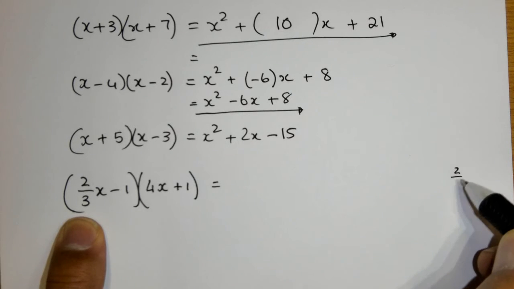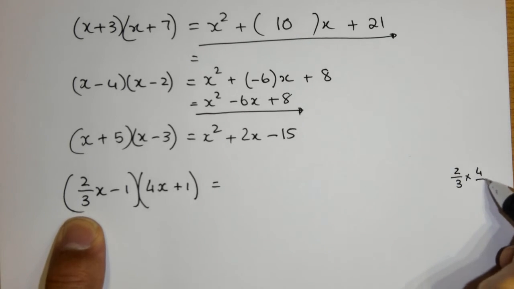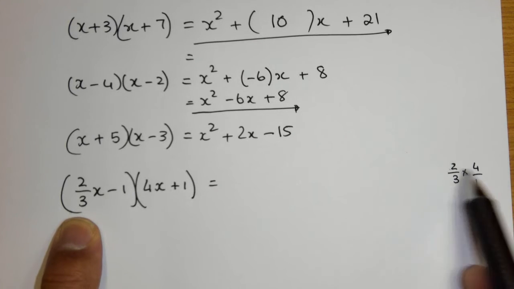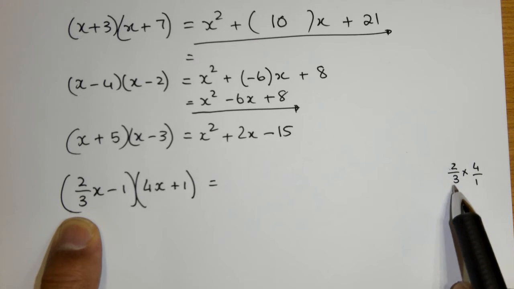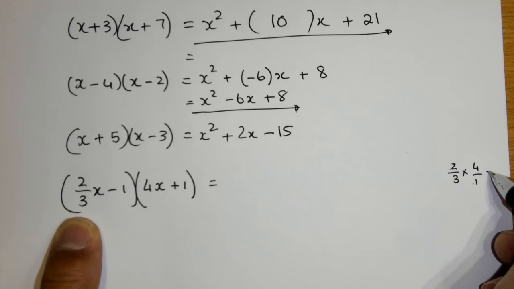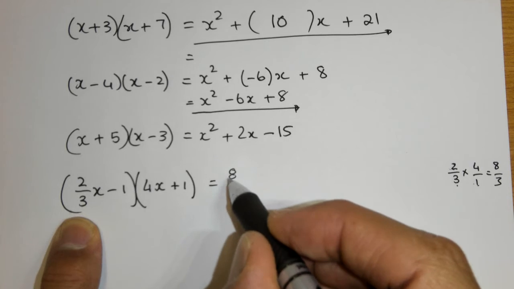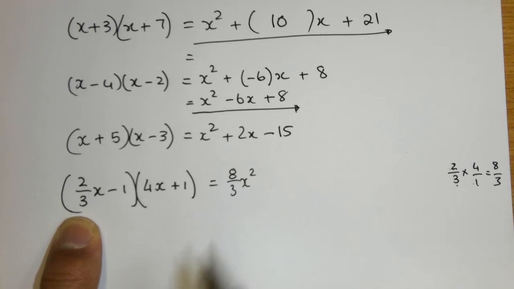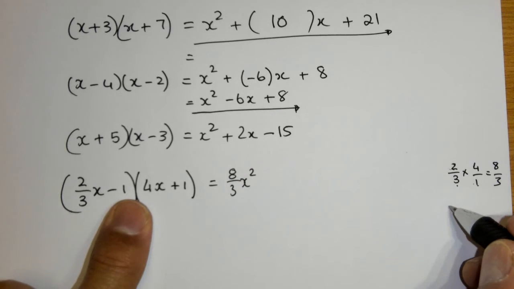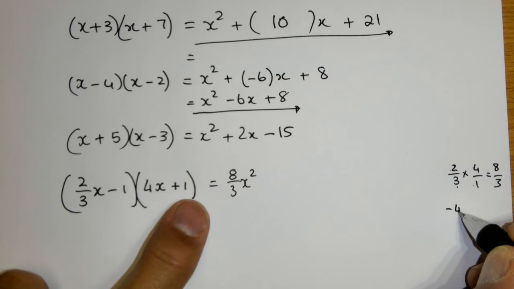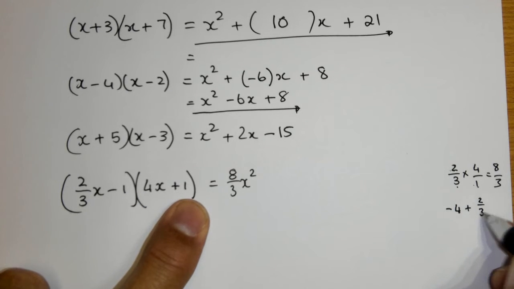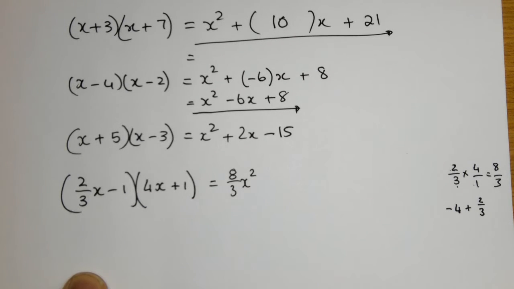Now, 2 over 3 times 4 is equivalent to 2 over 3 times 4 over 1. In the product, I multiply the top with the top, which is 8, the bottom with the bottom, which is 3. So I get 8 over 3 x squared. Now I have minus 4 plus 2/3 for my middle term.